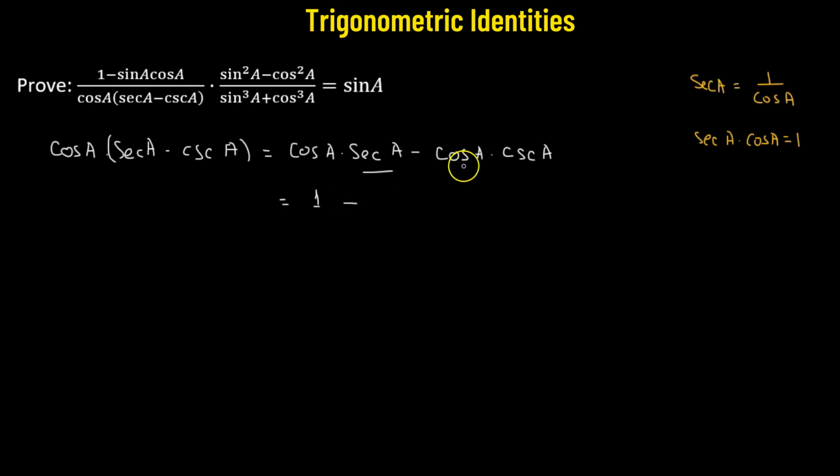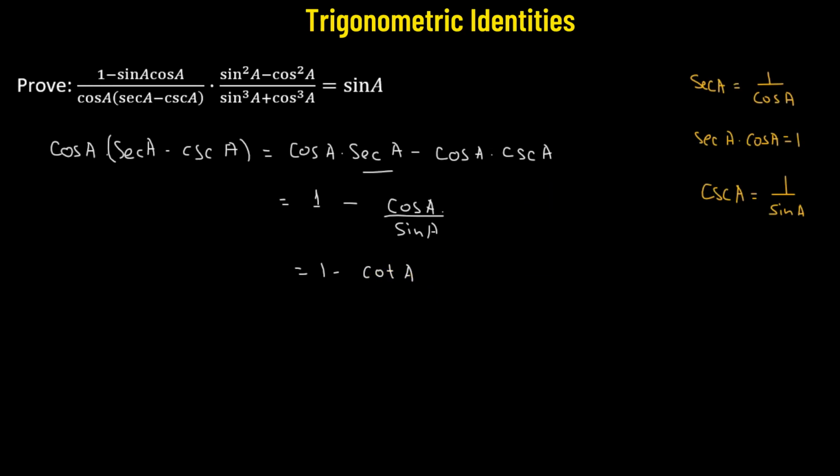Minus, now we have cosine of A times cosecant of A. So we have cosine of A multiplied to cosecant of A. The cosecant function is the reciprocal of the sine function. So we have cosine of A divided by sine A. And this ratio, cosine over sine, is the cotangent function. So we have 1 minus cotangent of A.